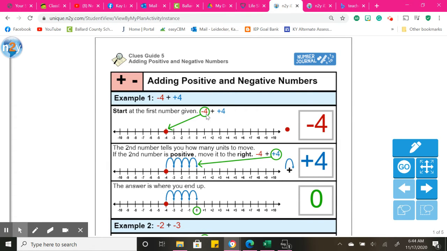So start with the first number given. So we have to find -4 on our number line. And then we're adding 4. So if we add -4 plus 4, it shows each step here.